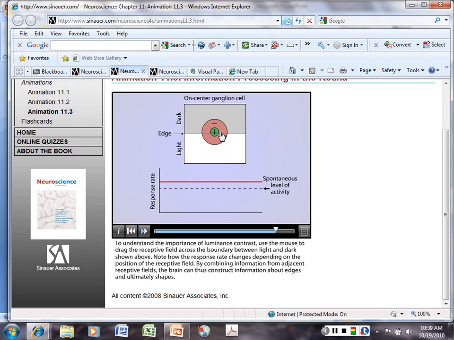So activity is going way up as the center of the receptive field is close to the edge. As you can see, there's a suppression, then a much higher activation, and then another suppression as we go farther away.